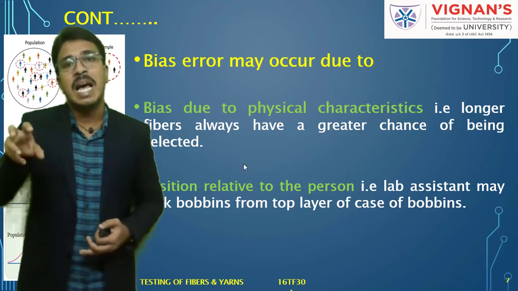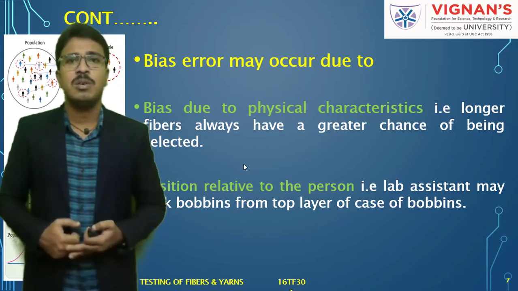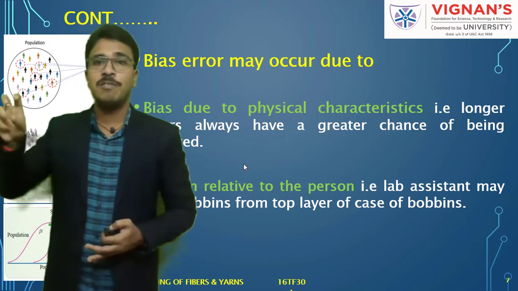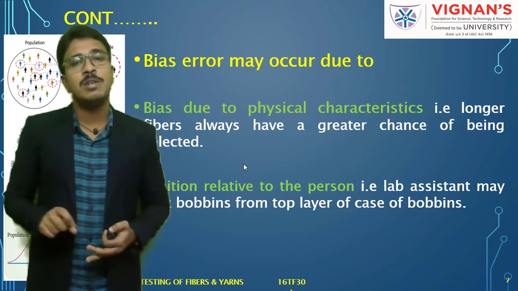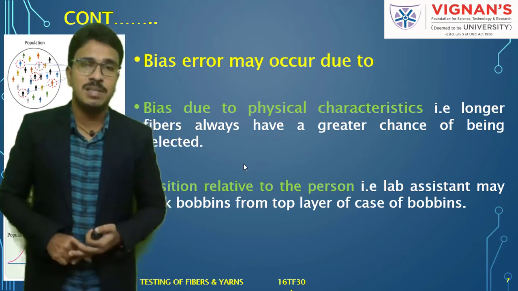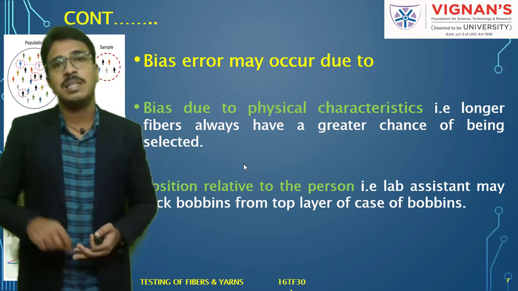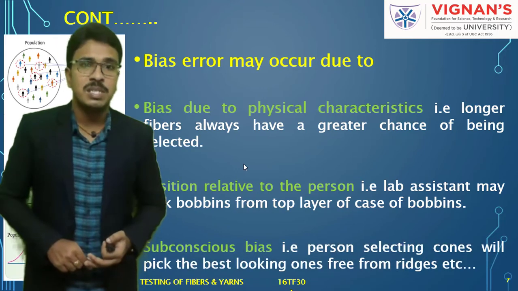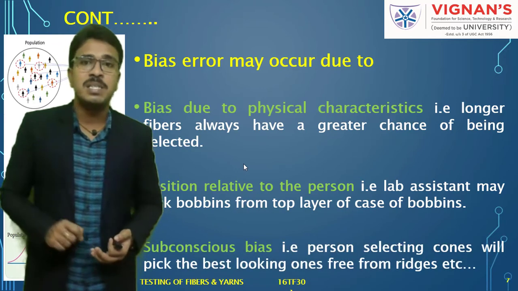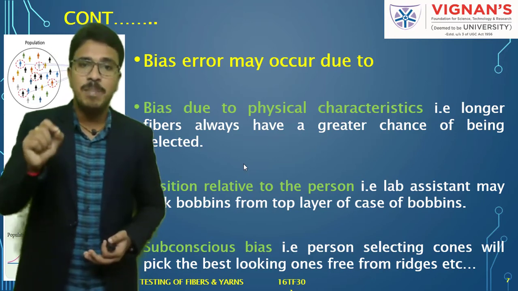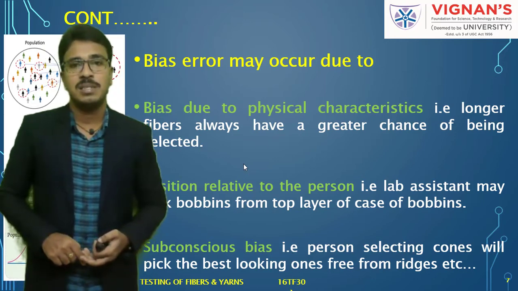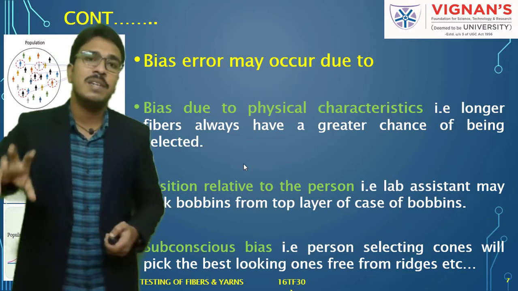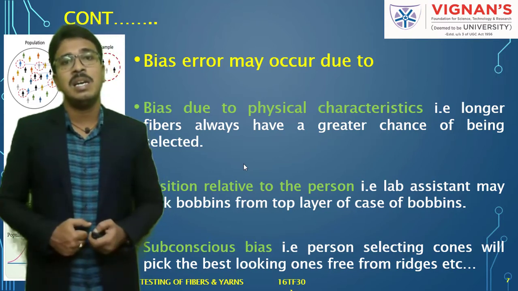That means the lab assistant or the analyst who is doing the sampling may pick bobbins from the top layer of the case of bobbins, or the top layer of the case of cones which we have placed. Understand? That is called the bias due to position relative to the person. And finally, subconscious bias. That means a person selecting cones will pick the best looking cones from the ridges, free from any other faults. So these are the different ways where the bias error can occur.